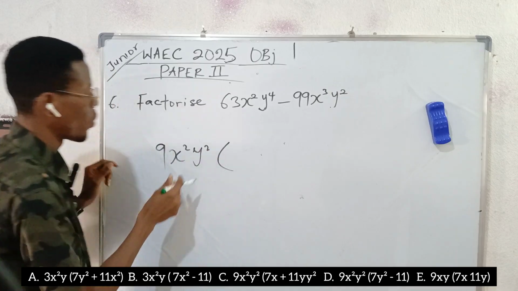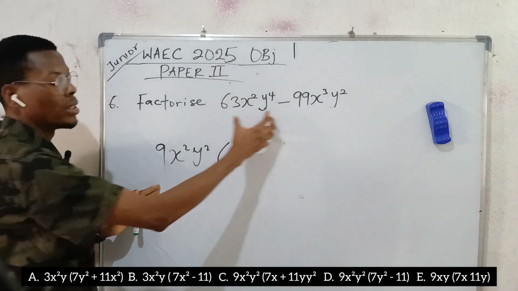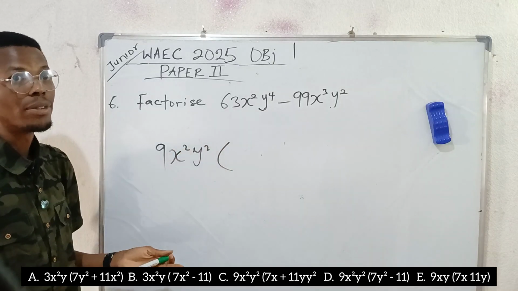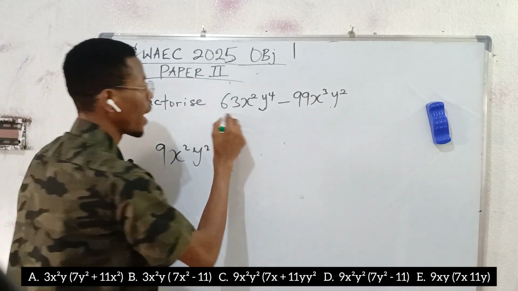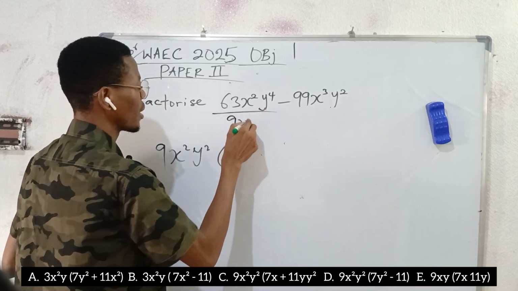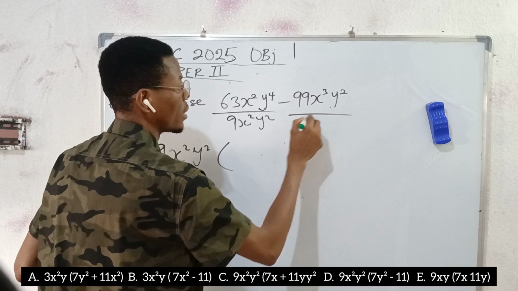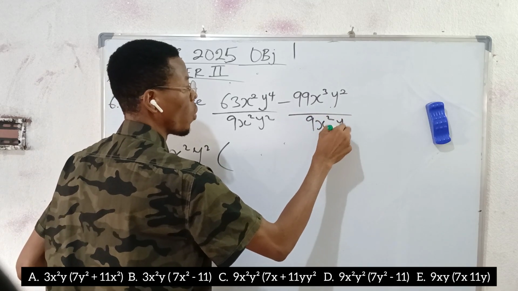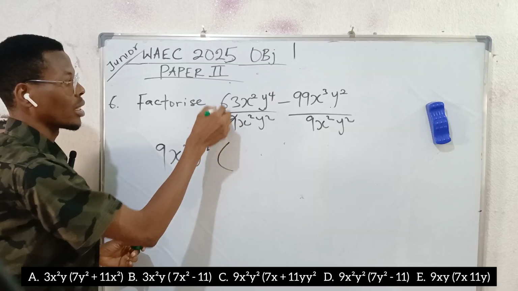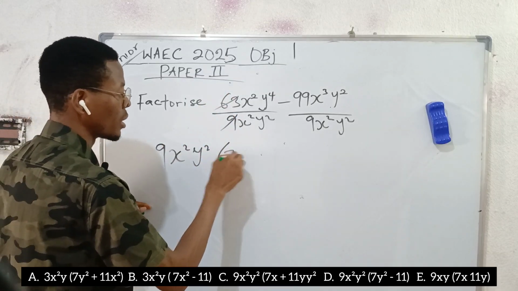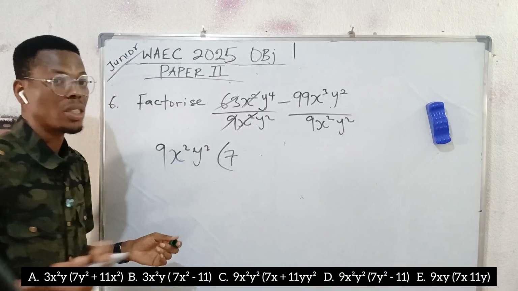Now, after extracting these factors from this expression, what do we have left? We put them in the bracket. You can simply divide everything by the factor 9x squared y squared. Are you seeing it? Divide by 9x squared y squared. Now, if we divide it, 9 goes into 63 7 times. Are you seeing it? X squared cancels x squared, which is the same thing as 1.